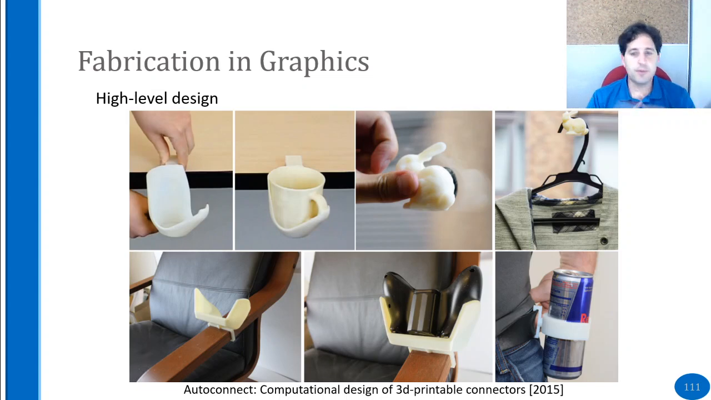In this example, two geometries are given and automatically a connector between the two is generated. And as you can see here, sort of examples, a cup is connected to a desk, a gamepad to a chair, a can to a belt, and so on and so forth. And here again, several geometry processing principles were leveraged in order to make this work.